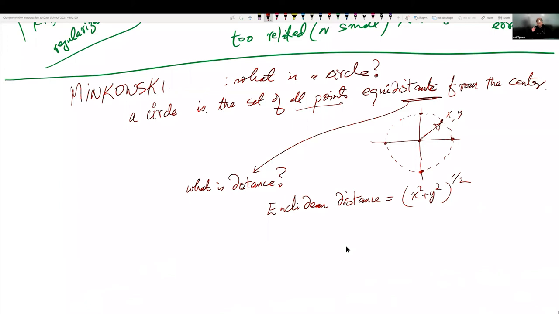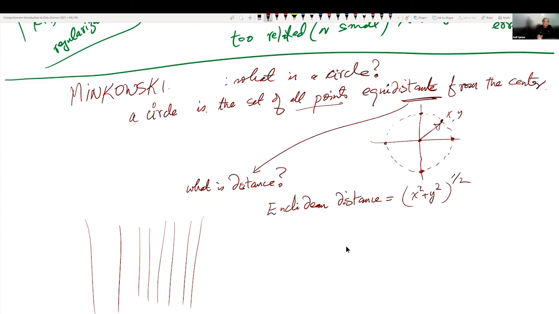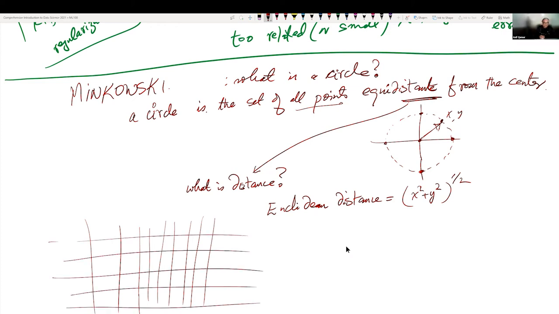But you know what? All the Lyft and Uber drivers will disagree with you. Because when they go, and let's say that your city is laid on a grid, and many cities in the US are laid on a grid, right? Then suppose you are here and you want to go here.